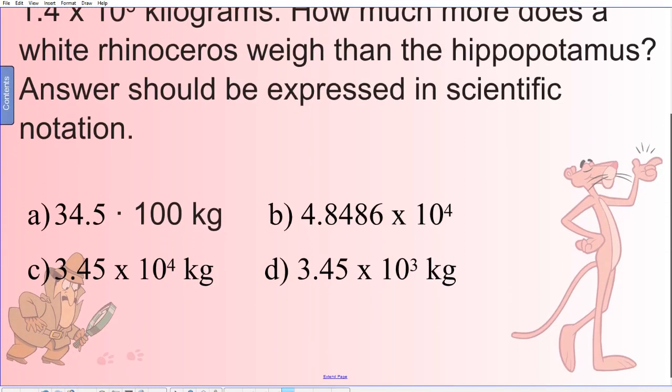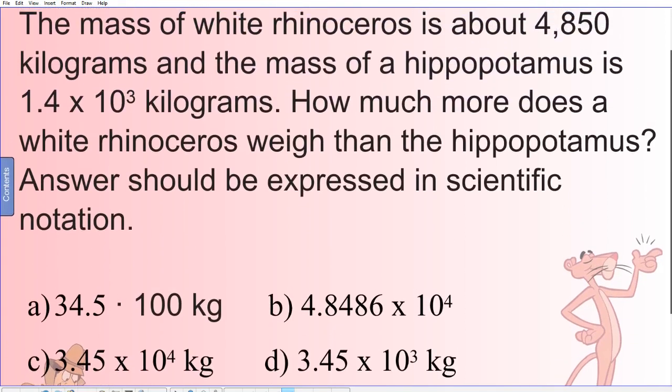Example 5, last problem. It says the mass of the white rhinoceros is about 4,850 kilograms, and the mass of a hippopotamus is about 1.4 times 10 to the third kilograms. How much more does a white rhinoceros weigh than a hippopotamus? Answer should be expressed in scientific notation.